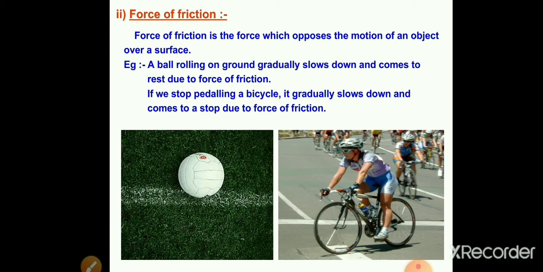In that you will study the effects of friction, advantages of friction and all. So what is friction? Friction is a force which opposes the motion of an object over a surface. This is a contact force because friction exists between two objects when they are in motion and in contact with each other. So these are the two types of contact force. The first one was muscular force and the second is the force of friction.